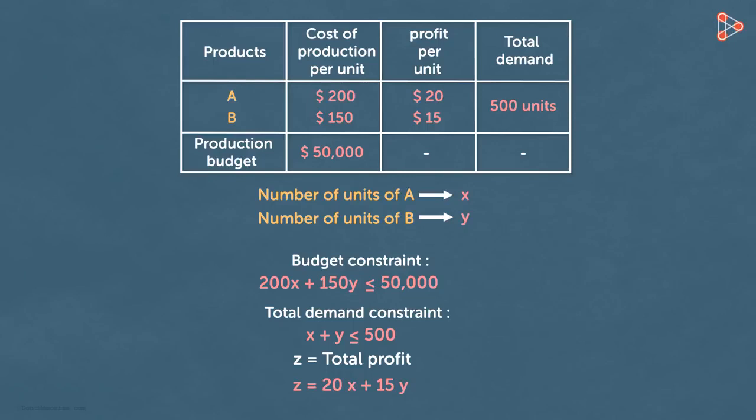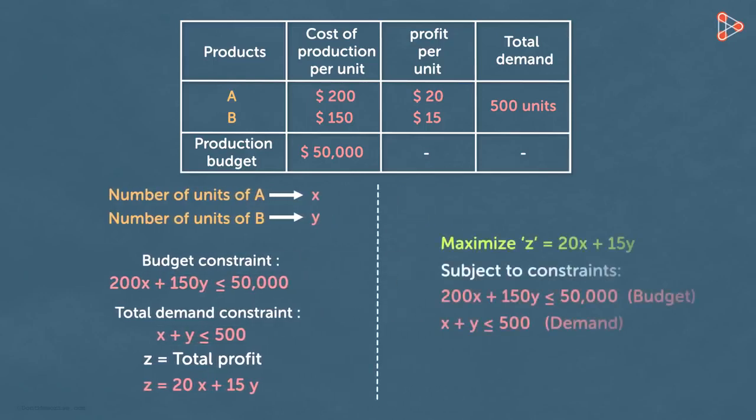The objective function in a linear programming problem is a mathematical expression of the ultimate goal. So, we have the two constraints here, a budget constraint and a demand constraint. This is how the whole problem looks in terms of mathematical expressions. This is the objective function, and these are the two constraints. There's just one thing we need to know here, and for that, I want you to answer a question.